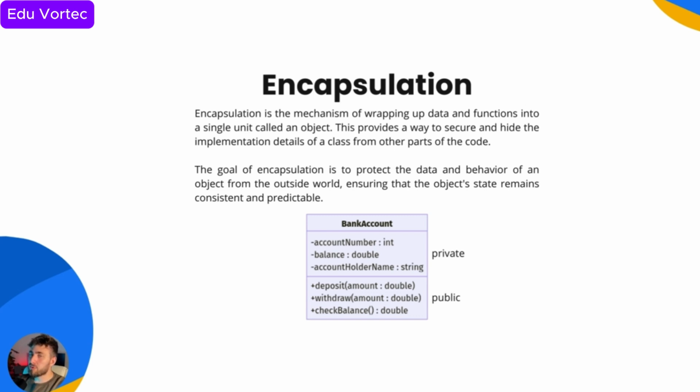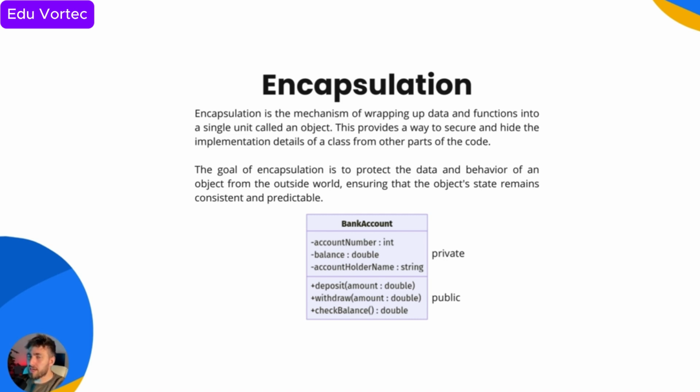When you encapsulate these data members and methods within the BankAccount class, you can ensure that only the BankAccount class has access to these internal workings. This way, you can prevent other parts of the code from making accidental or intentional changes to the data members and methods, ensuring that the BankAccount object remains consistent and predictable.